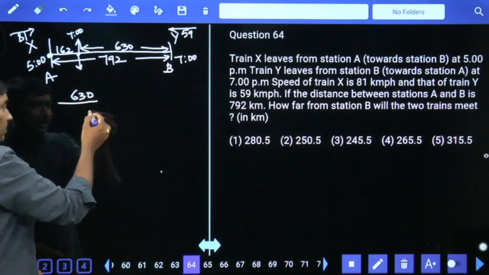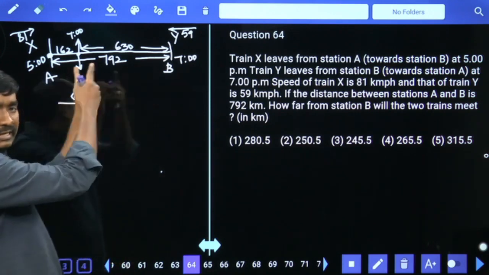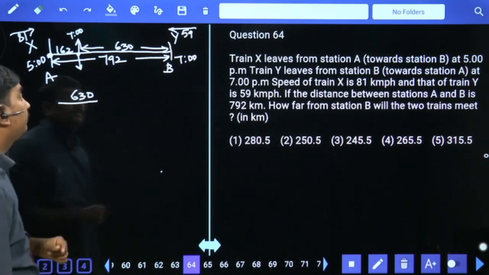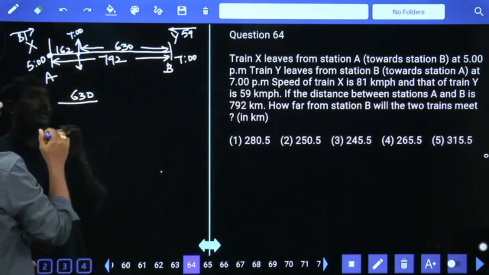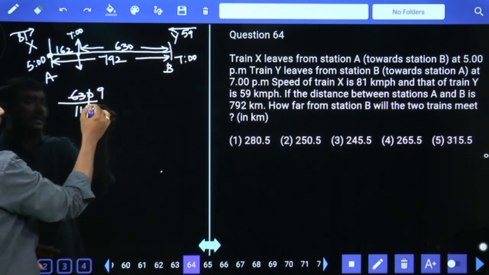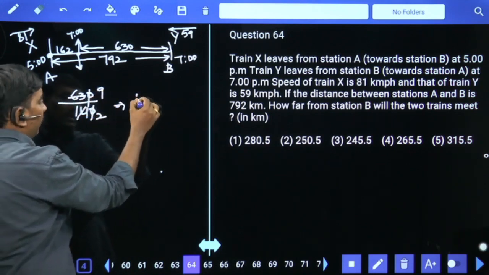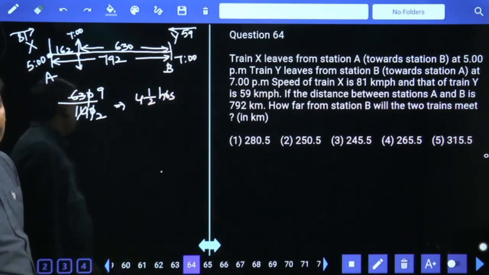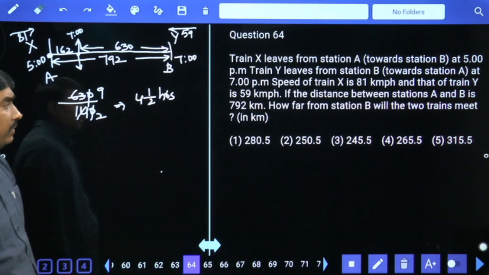To cover that 630 kilometers, both the trains are in opposite direction. Means relative speed is addition. 59 plus 81, nothing but 140. 7 nines are 63, 7 twos are 14. After 4.5 hours, both the trains will cross each other. But they don't ask us after how many hours.